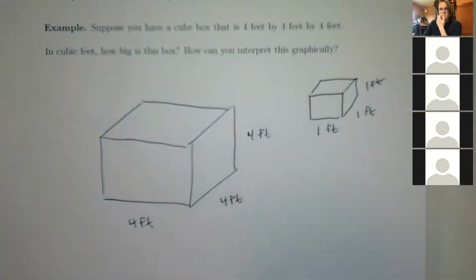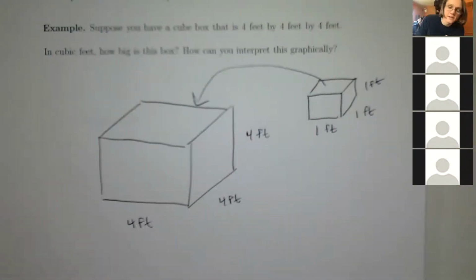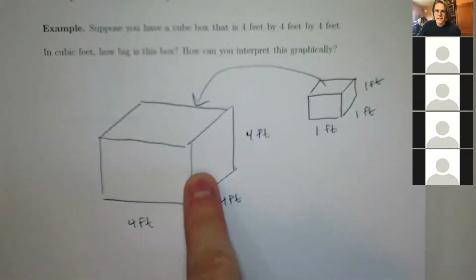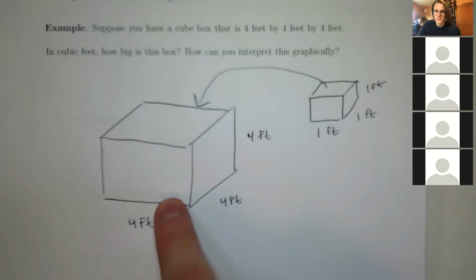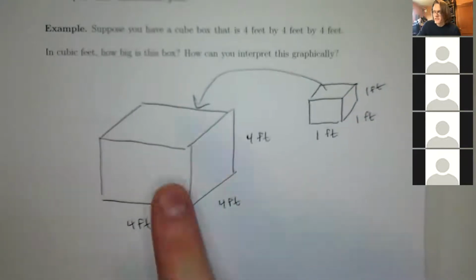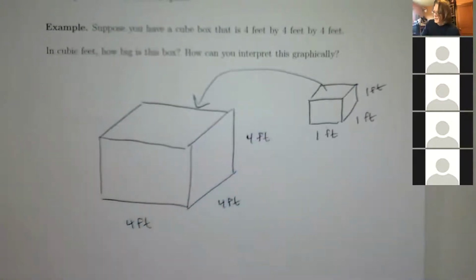So you have a bunch of these boxes, right? And suppose you're putting them in the big box. Imagine you work at FedEx or something. So basically the volume of the big box in this example is going to be exactly the number of small boxes that you can fit into it. Does it make sense? So if my box is 4 by 4 by 4 feet, right?